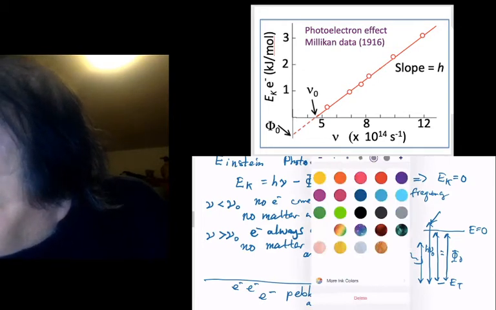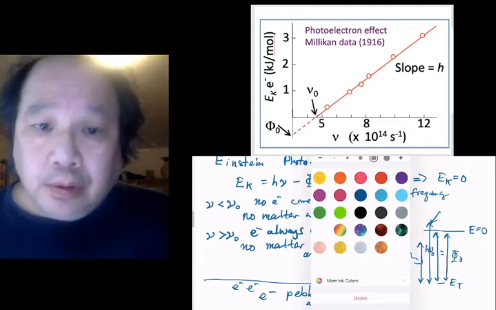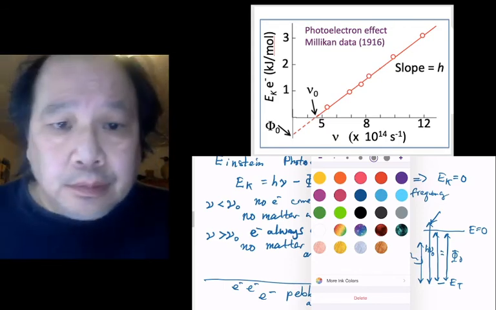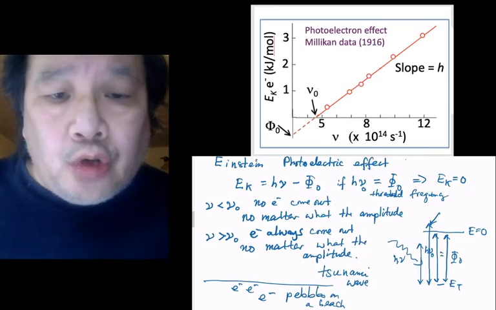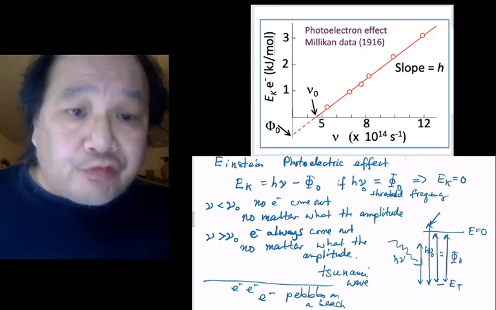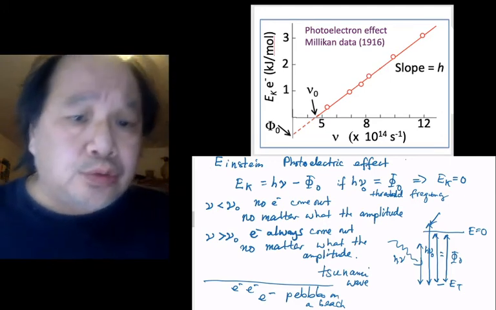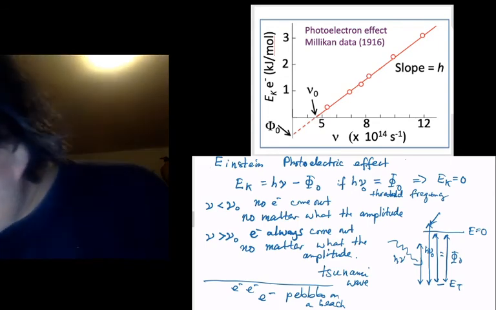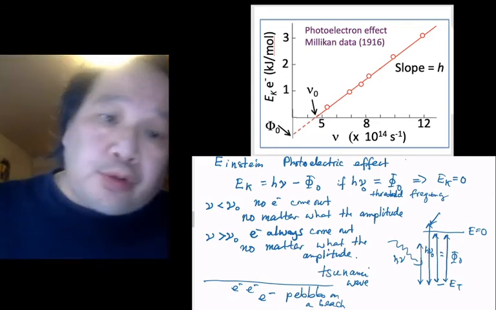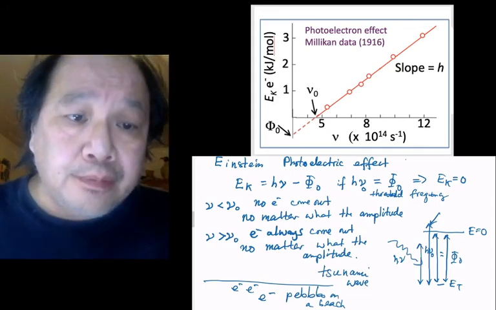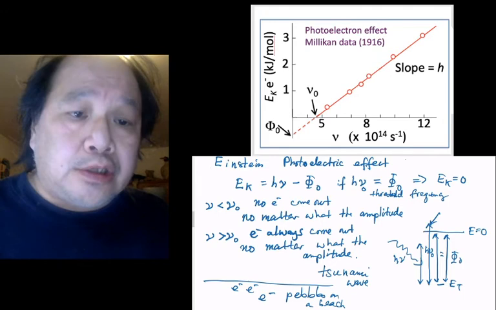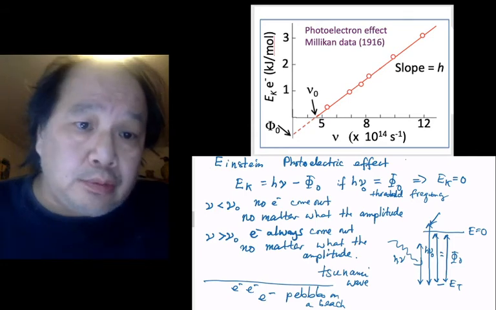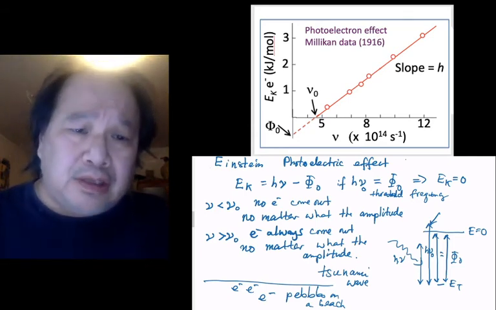So a tsunami wave has an enormous amplitude. I can't seem to get rid of that color. Tsunami has an enormous amplitude, but the wavelength is very, very huge, and therefore its frequency is extremely small. So the tsunami is coming in. Let's say it wants to obey the photoelectric effect. Well, it's below nu 0 because its frequency is extraordinarily small. And therefore, no electrons are ejected, which means no pebbles are moved. That's what this equation is telling you, which sounds like nonsense.